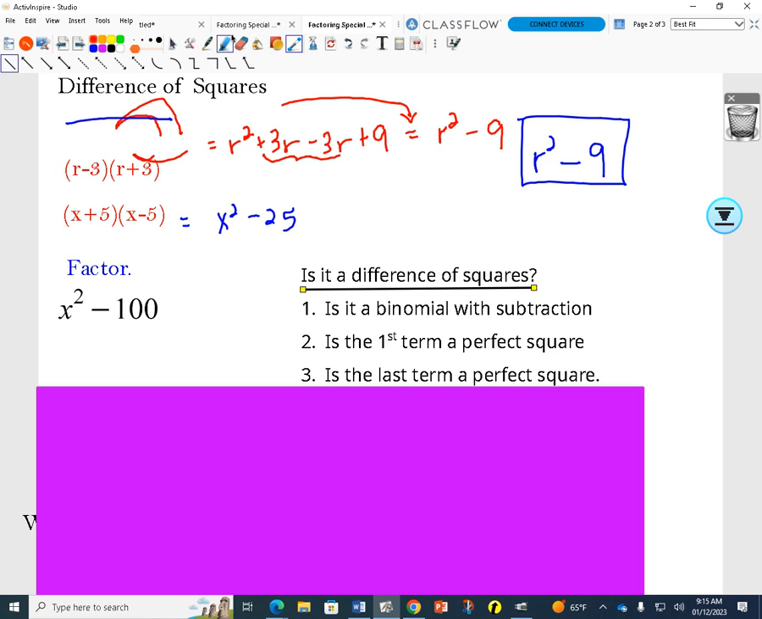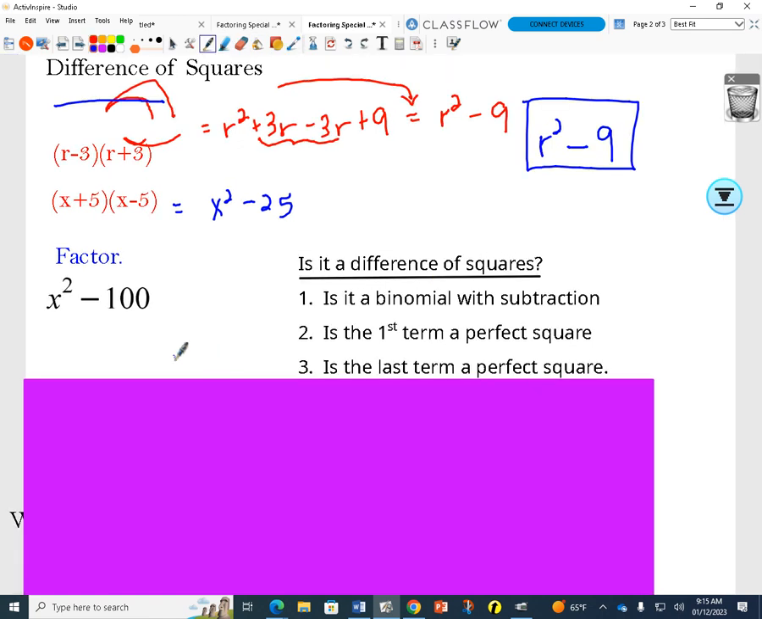Normally, most people will look at this and go, oh, nope, no greatest common factor, can't be factored.